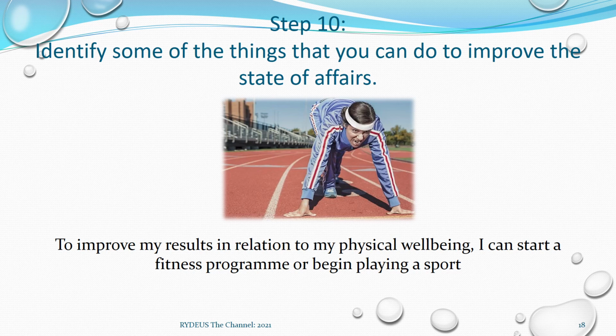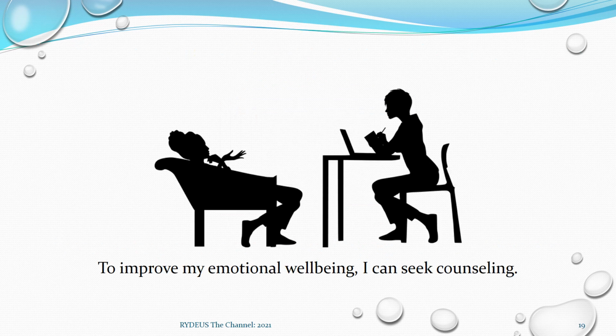In relation to the physical well-being dimension, we could say, to improve my results in relation to my physical well-being, I can start a fitness program or begin playing a sport. These things are likely to take me in the direction of improved results in my physical well-being. In terms of my emotional well-being, one of the things that I can do is I can seek counseling. So I engage in negative self-talk. I see the world as a negative or pessimistic place. I can seek counseling. That would take me in the direction of improving the results that I'm getting. For all the areas you've identified as your priority areas or the various dimensions of well-being, you must identify that which you must now begin to do in order to move yourself in a positive direction.